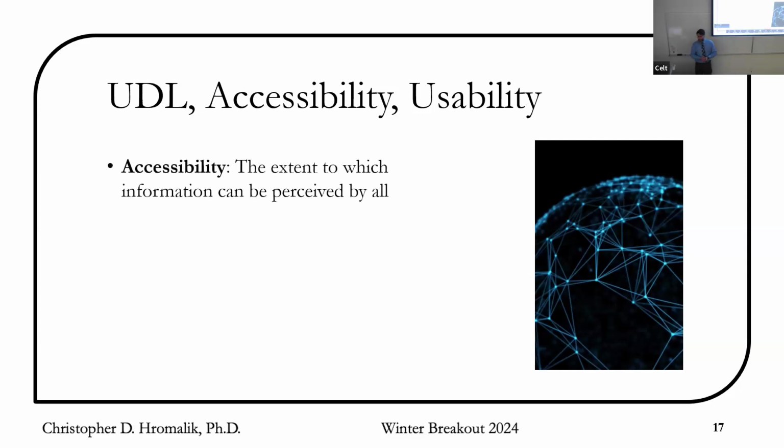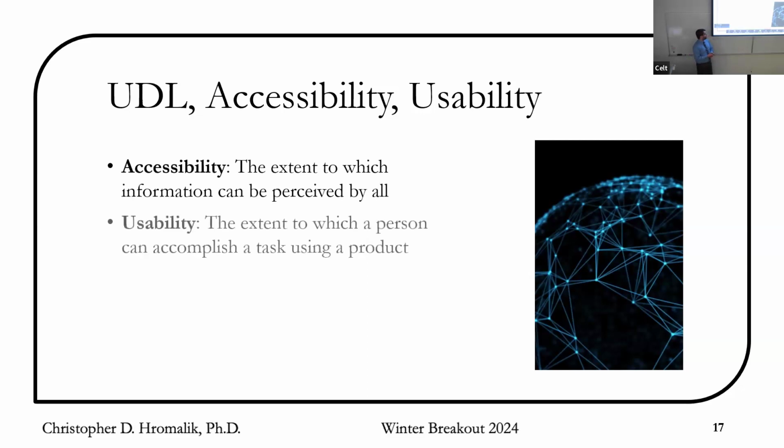First, accessibility is the extent to which information can be received by all. This is when we think about, for example, a web page or a document. We want to make sure that all of the information can be received regardless of ability. We think about television shows, movies, etc. We want them to be able to be received regardless of ability.